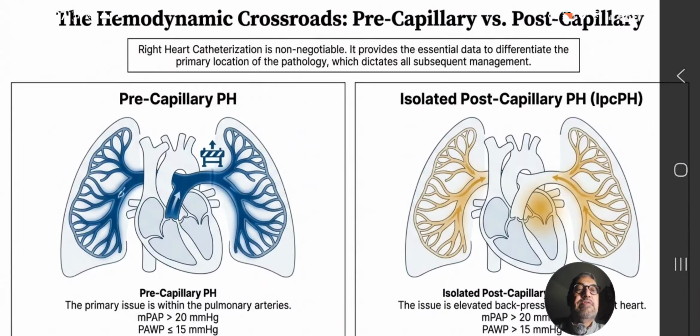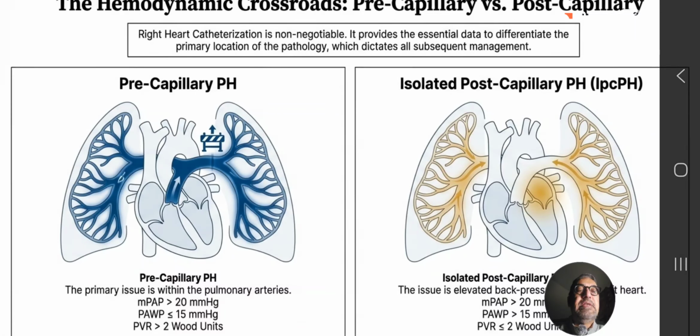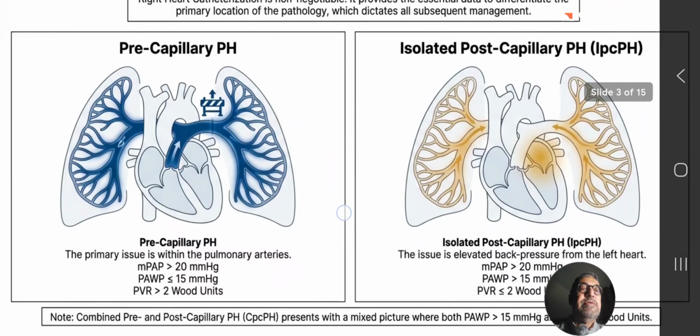Pulmonary hypertension can be thought of as precapillary or postcapillary. In precapillary pulmonary hypertension, the primary issue is in the pulmonary arteries. The mean PA pressure is greater than 20. Pulmonary capillary wedge pressure is less than 15. Pulmonary vascular resistance is higher. Initially, a PVR of 3 or 4 was used. Nowadays, a PVR of 2 is used.